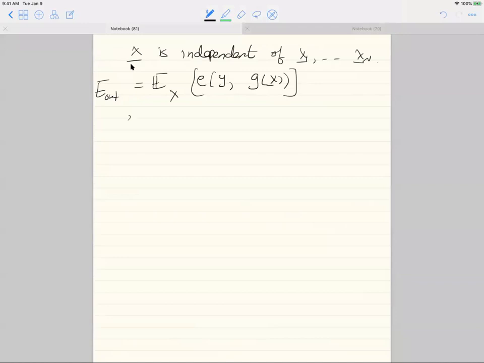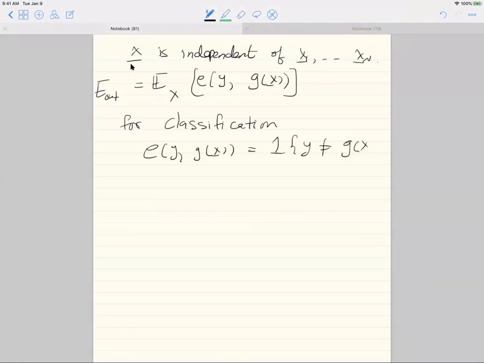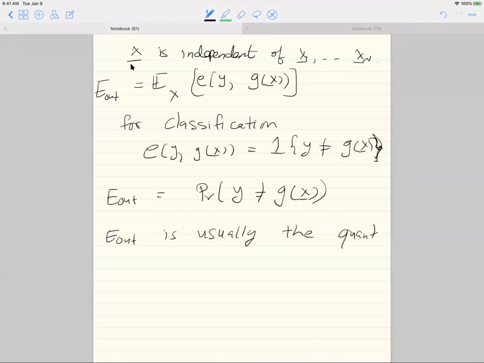And it is easy to show that for classification, when e of y and g of x is the indicator function that y is not equal to g of x, E out is also equal to the probability that y is not equal to g of x. So in practice, we are interested in having small test error. We want to train a machine learning model so it performs well on fresh samples, the unseen data points. So E out is usually the quantity of interest. However, E out cannot be directly measured.